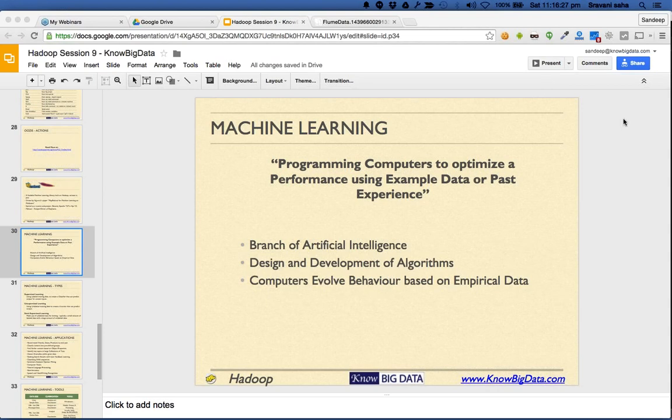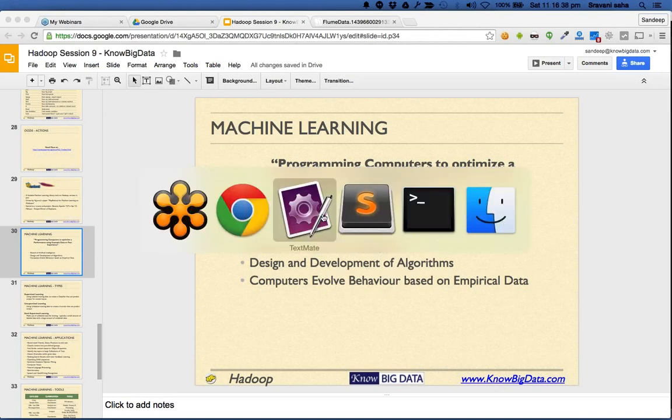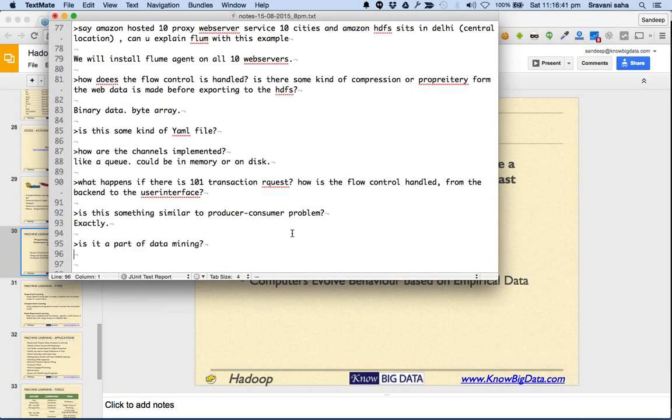I'll give you a good demo, probably that will be fun today. So Anu's question is, is it part of data mining? Data mining is just one use case of machine learning. Machine learning can be used in a number of places. The first place you had seen machine learning in place for quite some time is Amazon's recommendations.